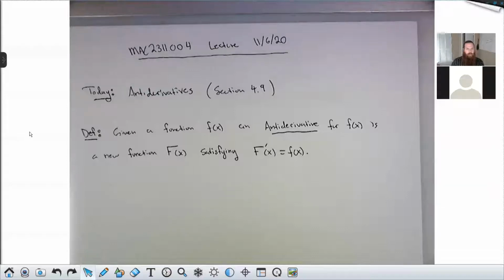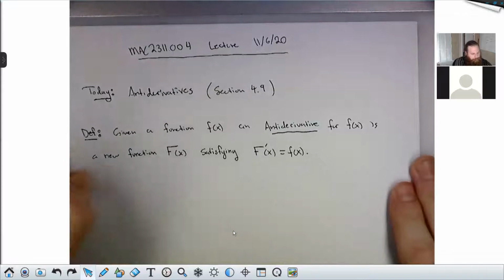So let's look at some examples. Maybe also I'd like to make a note here. I'm using the word "an" rather than the definite article "the." We use the indefinite article "an" because given a particular function f of x, there is more than one antiderivative. So you'll hear me saying an antiderivative rather than the antiderivative. And I'll talk about the details in just a second. So, example.